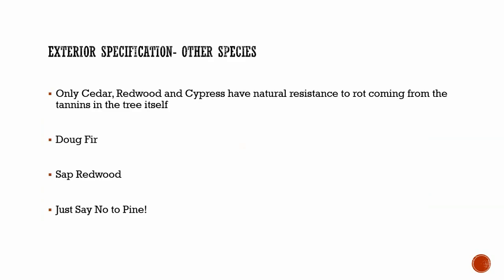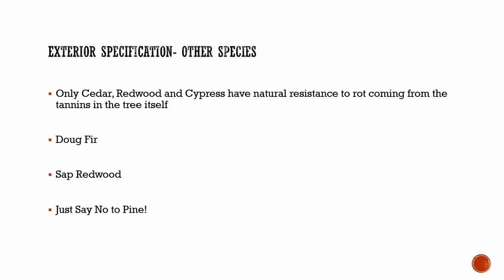So we cover redwood and cedar in depth because those are the most realistic exterior wood specifications. Cypress has some natural resistance, but it doesn't have as much of an exposure where we are. You can get that in the southeast. And so I don't have a lot of information on cypress. Doug fir and sap redwood.